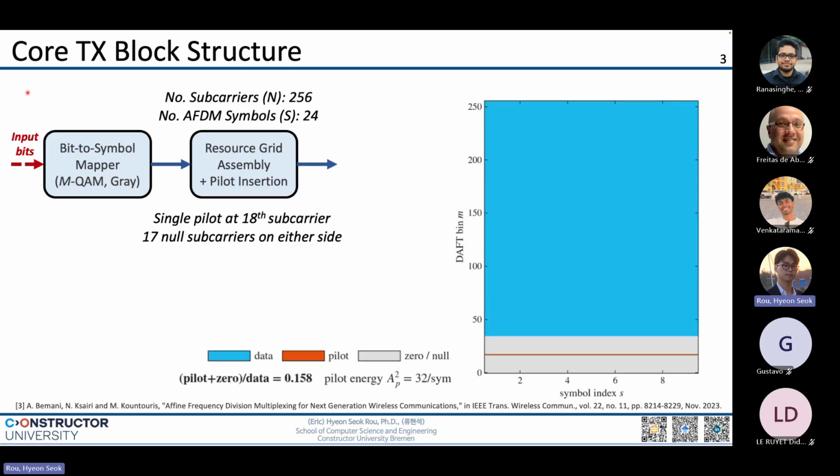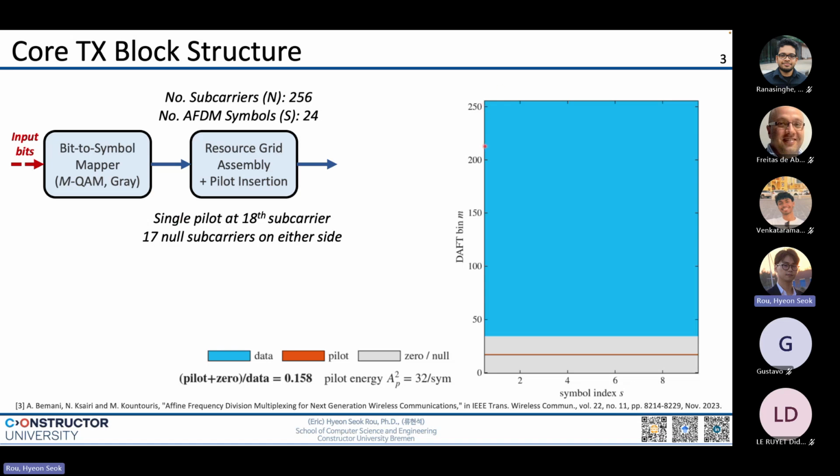So to go into the transmit block structure that I used, of course, we have some input bits and we have the blocks that convert the bits to symbols. I used an M-QAM constellation with Gray mapping. And then we have the resource grid assembly and the pilot insertion. So in the scenario that I used, I had 256 subcarriers and we had 24 AFDM symbols in time.